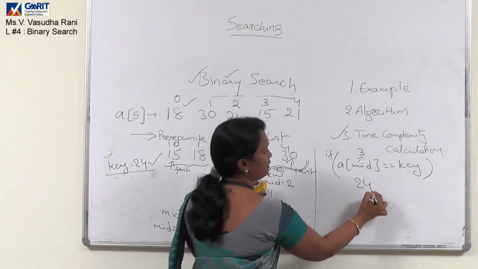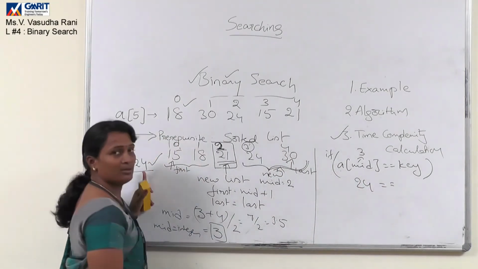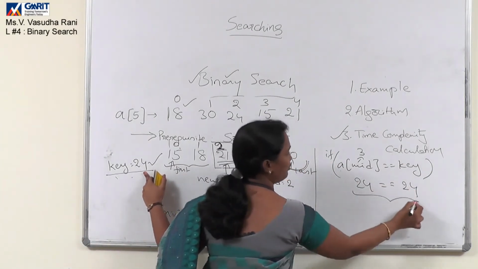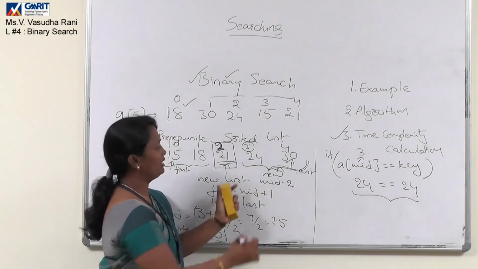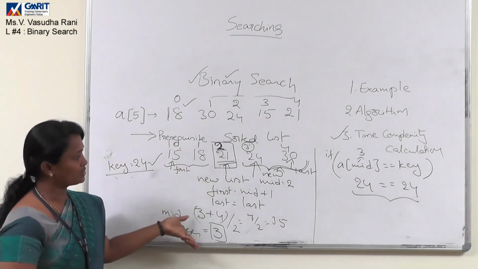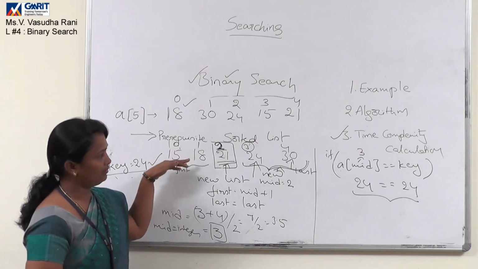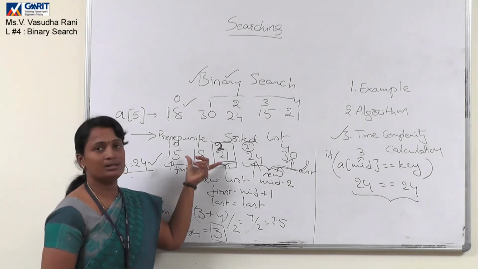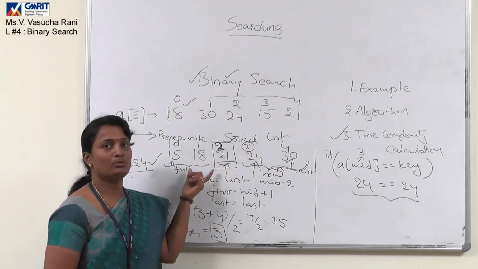This is 24 and our key value is 24. We compare these two and we came to know that our key is available at position 3. In this process, we have performed 2 iterations. 2 times we have divided the list into 2 parts.